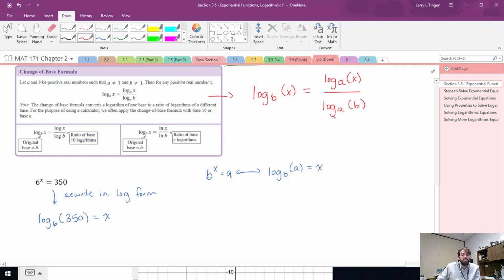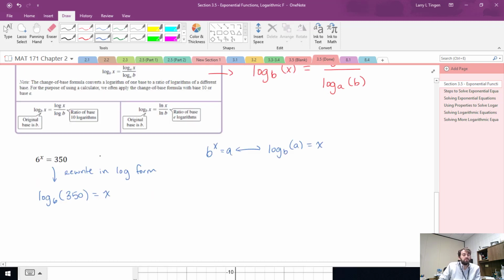I want a base that I can use so that I can do this problem on a calculator. I'm going to want a to either be 10 or e, right? I want to use either the common log or the natural log. And what we'll typically do is use the natural log because it's 2 characters to write instead of 3. There's really no other explanation for it.